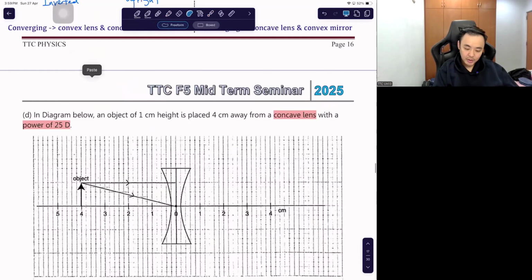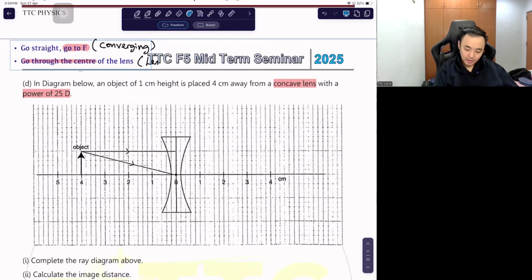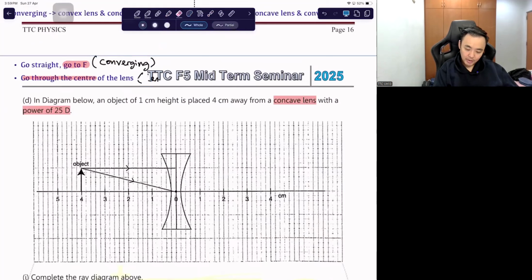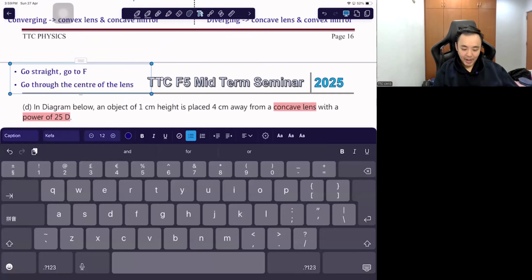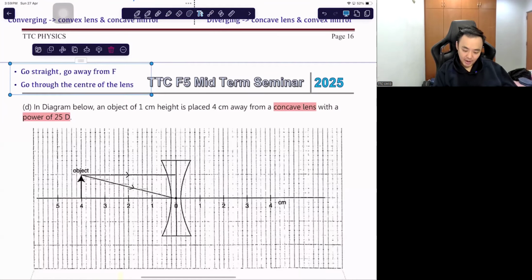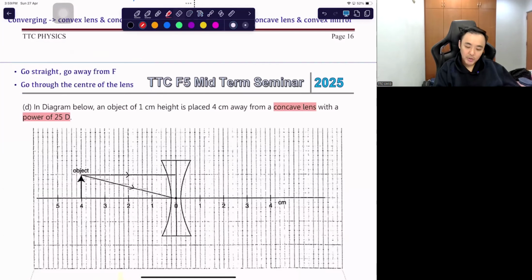Now let's say this is my answer. I erase all this first. This one, take away. Now look, the only thing that changed is the first line. Instead of going to F, we go straight and then we go away from F. Get it? We got 2 points, right? That's the only thing that changes. Now, why do you go away? It's because for a concave lens, we are dealing with a diverging lens. Go through the center, same one.